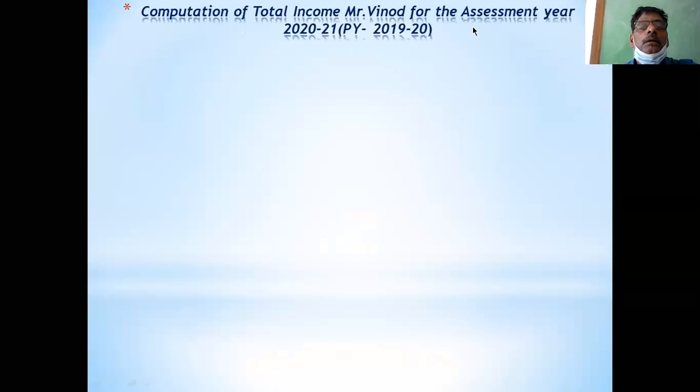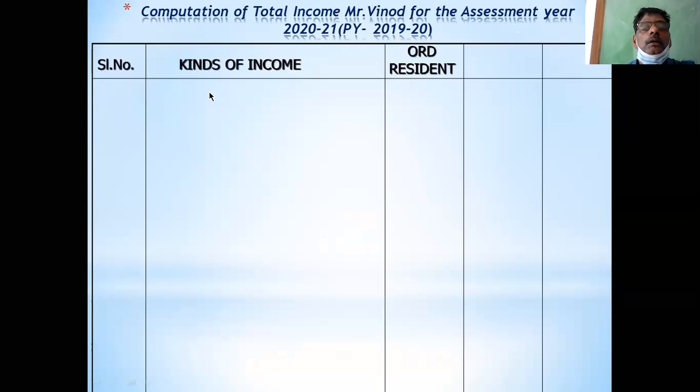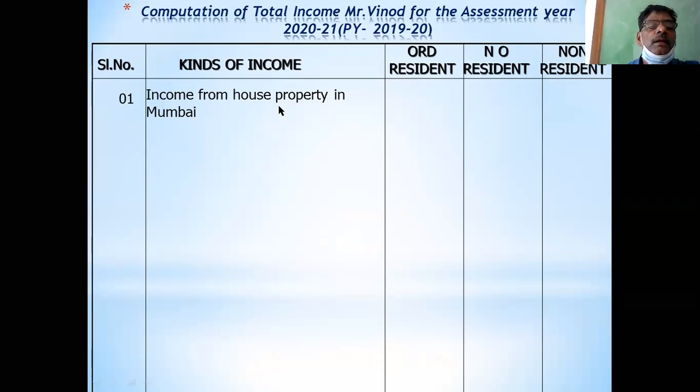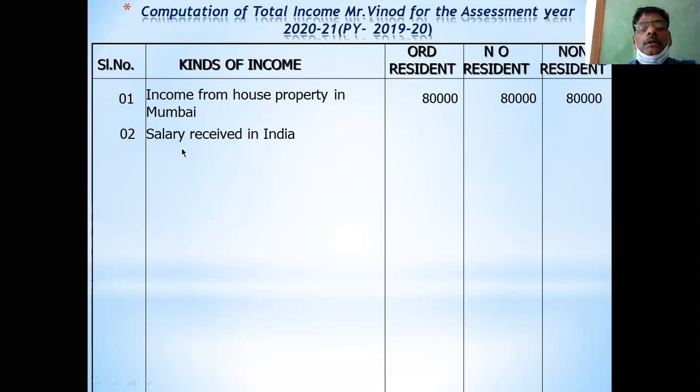Consider and prepare the table. You see this table: computation of income of Mr. Vinod. Serial number, kinds of income, ordinary resident, not ordinary resident, last is non-resident. First point, income from house property in Mumbai. In Mumbai means it is in India, therefore taxable to all. Second point, salary received in India. It is received in India. Where you earn, I don't ask. So it is taxable to all.